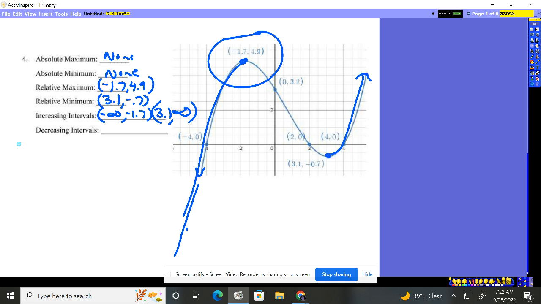So where's it decreasing? Well, the only decreasing in this graph is right there from -1.7. It goes down to 3.1, and then it starts going back up. Again, we're reading things from left, -infinity, to right, positive infinity.